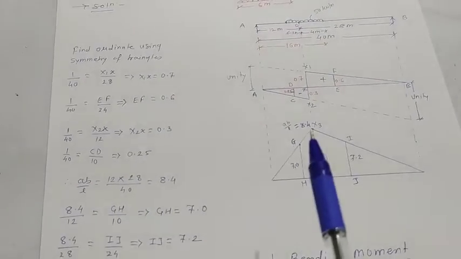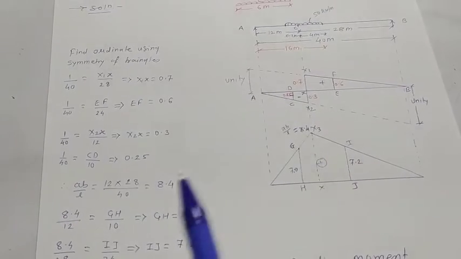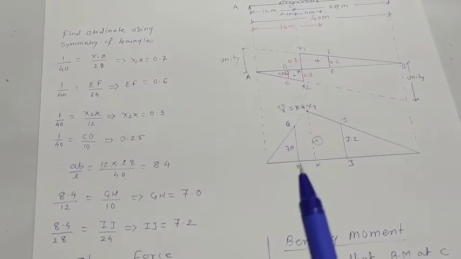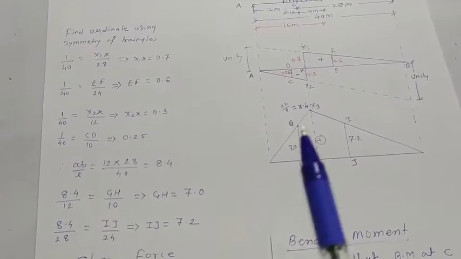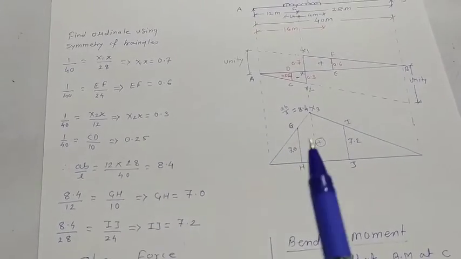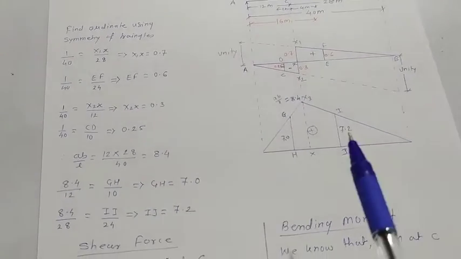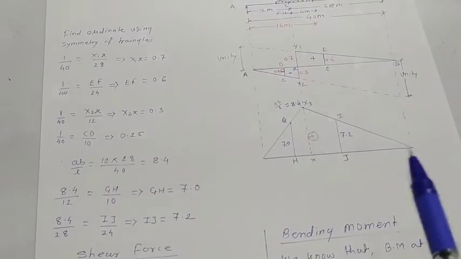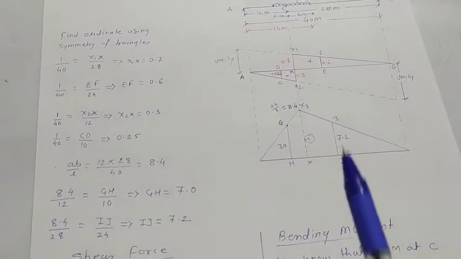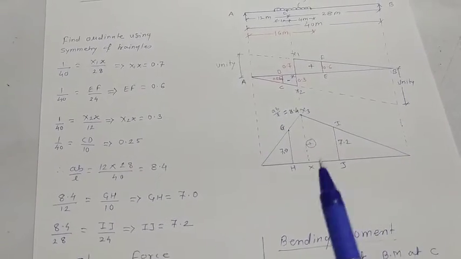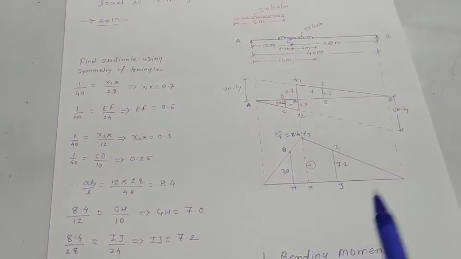For bending moment at the center point, x3 will be 8.4 from AB by L. Now find out GH and IJ. So 8.4 by 12, so GH at 10 will be 7. Similarly 8.4 at 28, from this point it is 28, so IJ at 24 will be 7.2. So all ordinates we have calculated.